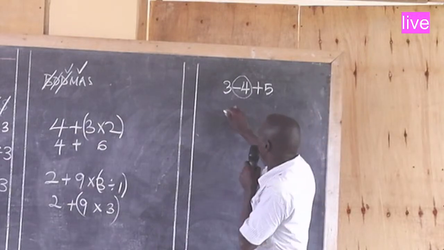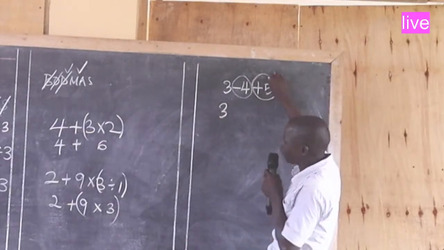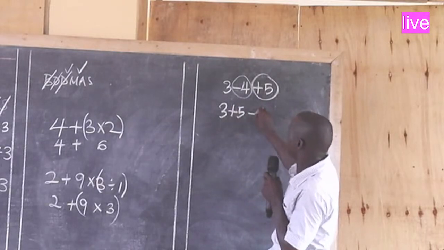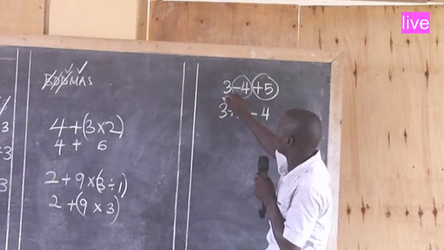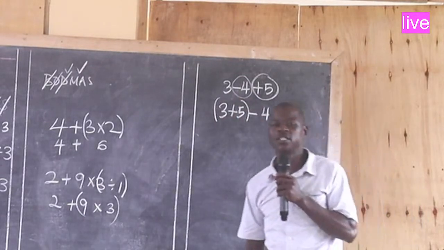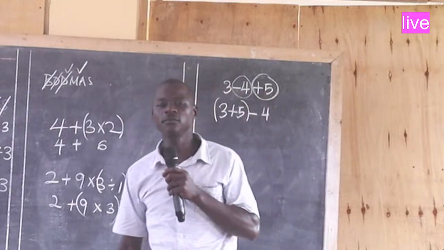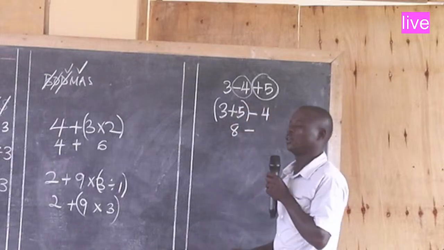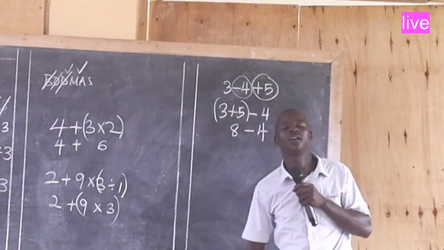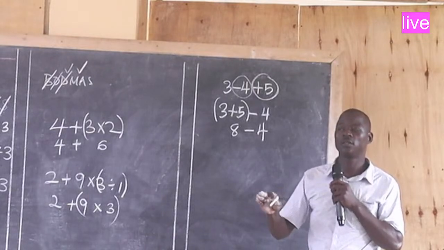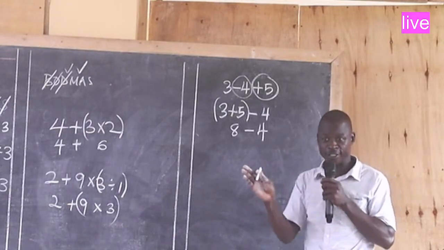That means we shall have 3. We come and pick 5 plus 5, then minus our 4. So that is where we are going to add. What is the sum in the bracket? 8. So 8 minus what? 4. What is the answer? 4. All together? Yes. With addition and subtraction, it is different.